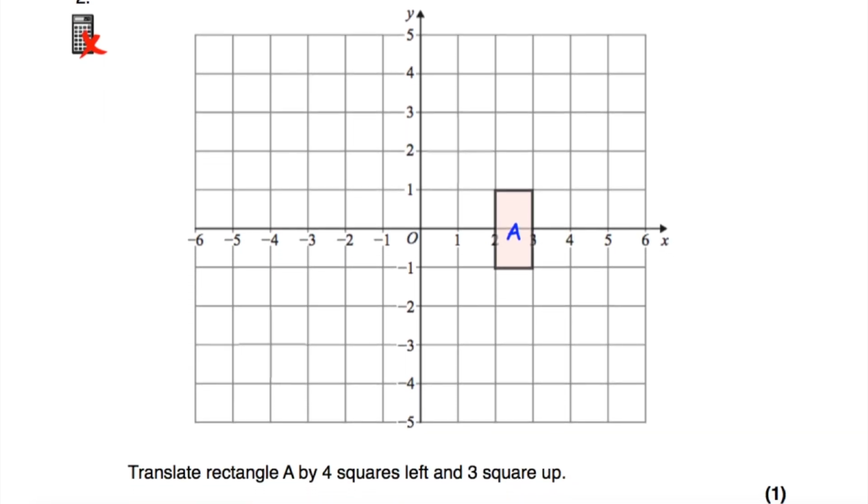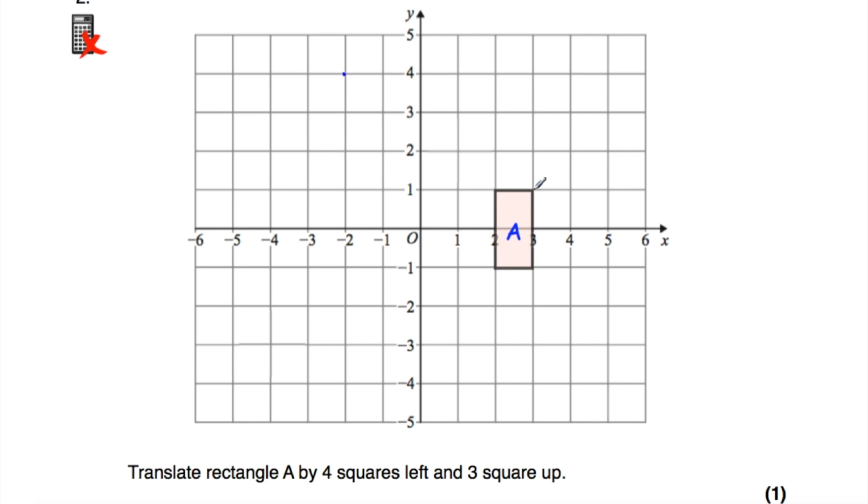So question number 2, we've got a rectangle. This time it's labelled A, and we need to translate it 4 squares left and 3 squares up. Okay, so let's do each point. Let's start off with the top left point here. We're going to move it 4 squares to the left and 3 squares up. So 1, 2, 3, 4 left and 3 up. 1, 2, 3, we'll move it there.